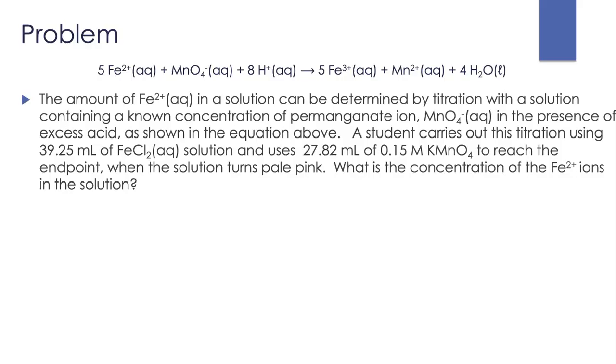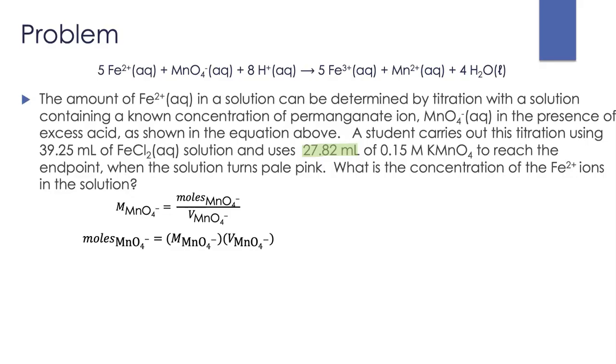There's a lot going on here, right? If you're wondering where the potassium ions went and where the chloride ions went, they're spectator ions. So I've just got the net ionic equation here. Now we know that we have the molarity of the permanganate solution, and we have the volume of the permanganate solution. We know moles over volume gives molarity. We can rearrange that to solve for the moles of permanganate: the molarity of the permanganate times the volume of the permanganate. Well, we know the volume used of the permanganate is 27.82 milliliters. We know the molarity of the permanganate solution was 0.15 molar. So we can substitute that in. 0.15 molar times 0.02782 liters will give us 4.17 times 10 to the minus third moles.